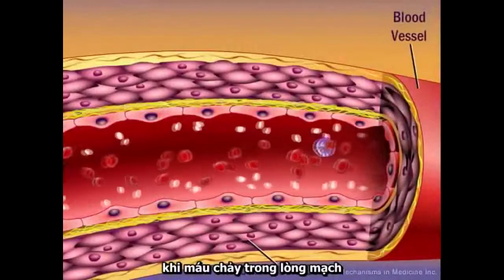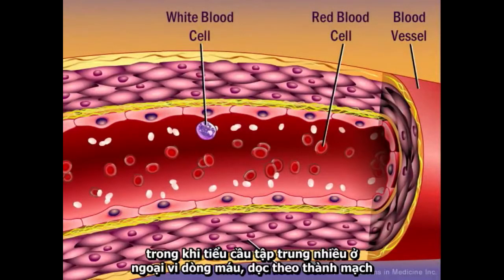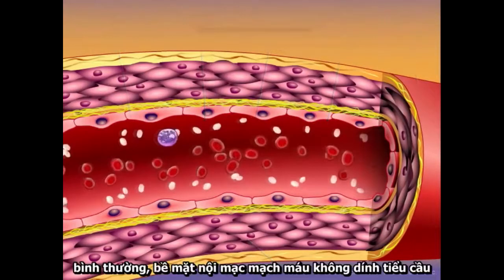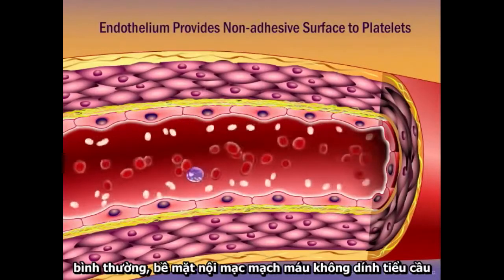In flowing blood, red cells predominate in the axial stream, while the biconvex disc-shaped platelets are marginated along the vessel wall, where they are well positioned to monitor the integrity of the endothelium. The normal endothelium provides a non-adhesive surface to circulating platelets.